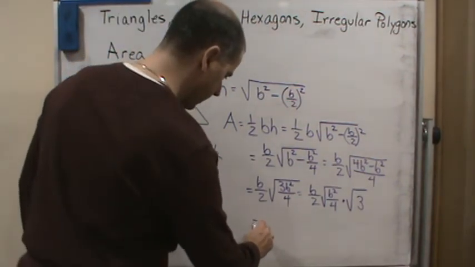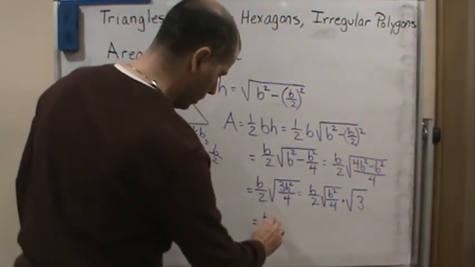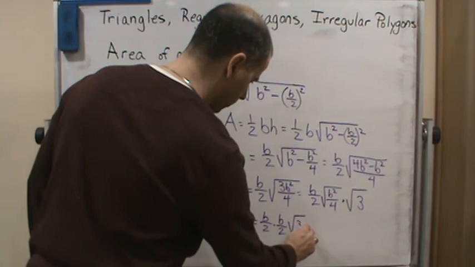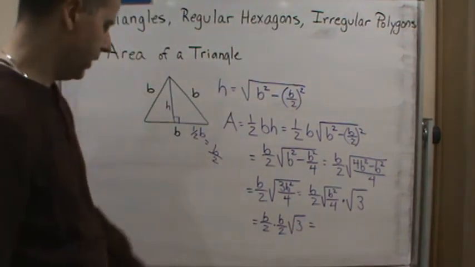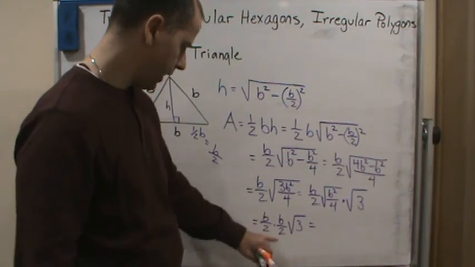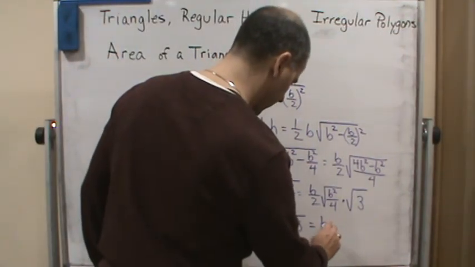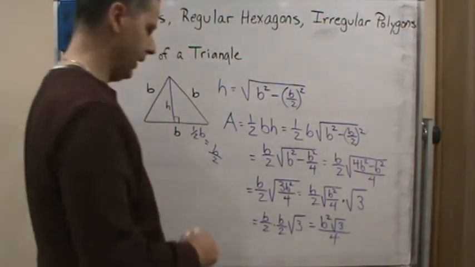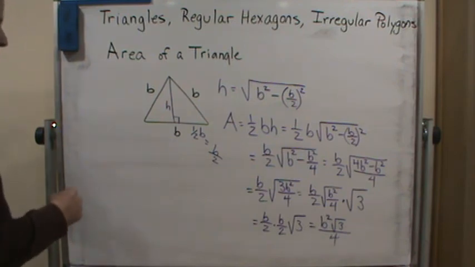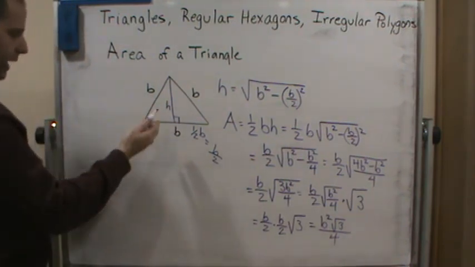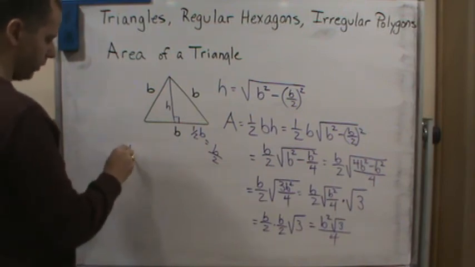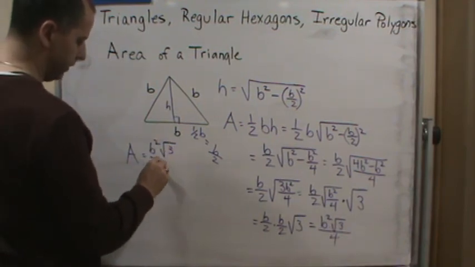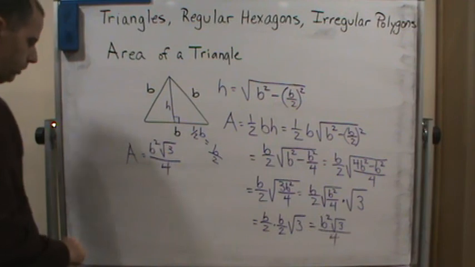So what happens? The area formula becomes b over 2 times b over 2 times the square root of 3, which then just becomes what? b times b is b squared, 2 times 2 is 4, so I get b squared times the square root of 3, all divided by 4. And there's your formula for finding the area of an equilateral triangle. So area equals b squared times the square root of 3 over 4.